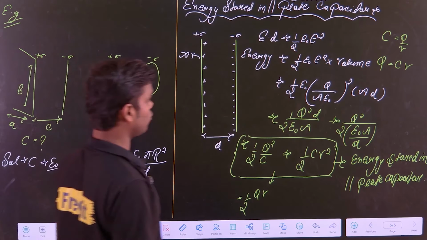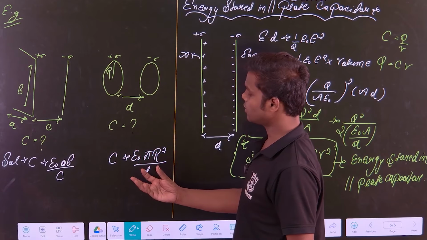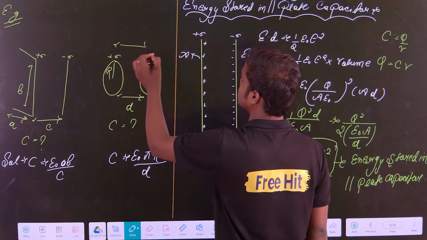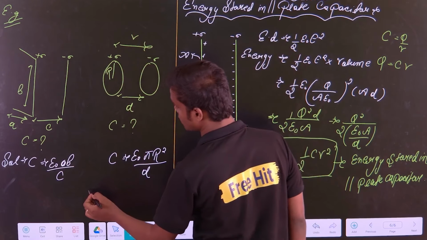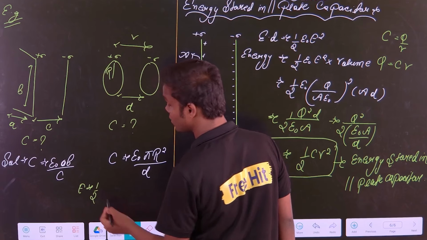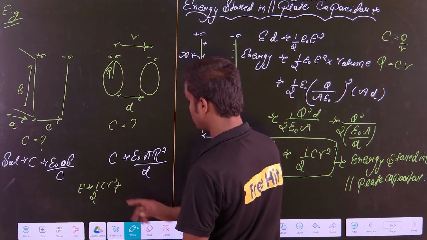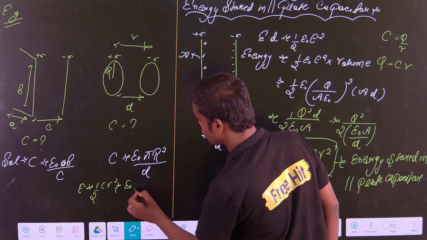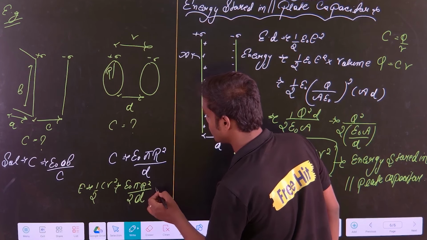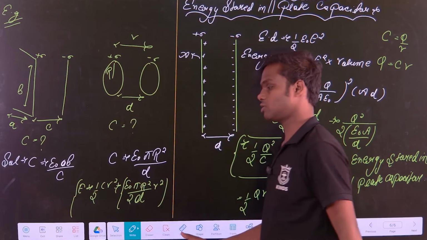Clear? So I hope you understand the concept. For this question, if I ask you what energy will be stored, suppose the potential is V. In this question only, if I ask you how much energy is stored, can you tell me the value? Half CV square, correct? So put C here and you would get epsilon naught pi r square by 2d into V square. That is the answer for this. If someone asks you energy stored in this question, you can solve.